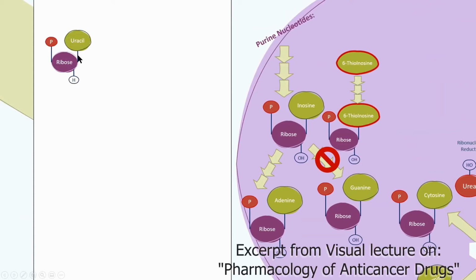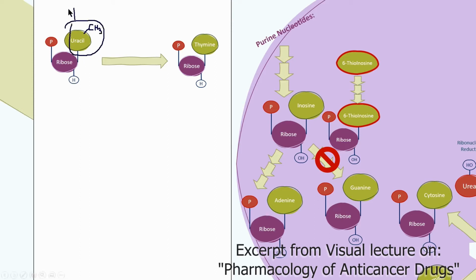So from uracil monophosphate we can synthesize thiamine monophosphate. The only difference between this uracil nucleotide base and thiamine nucleotide base is the presence of CH3, a methyl group. If we add this methyl group on uracil, it will become what? It will become thiamine. So it means that we can add this methyl group on uracil to convert it into thiamine.